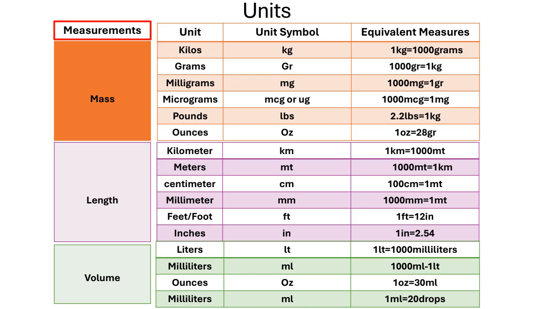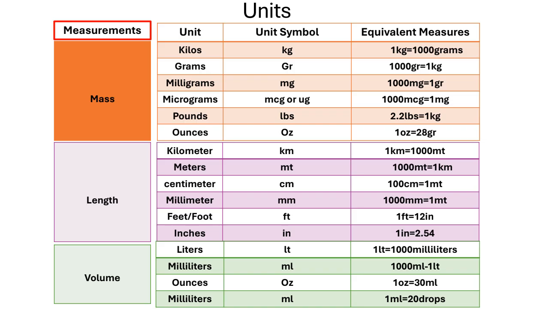So you have the units. The unit for kilo will be kg. As I covered earlier, 1 kilo will give you 1,000 grams. Grams will be gr. 1,000 grams will give you 1 kilo. Milligrams will be mg. 1,000 milligrams will give you 1 gram.